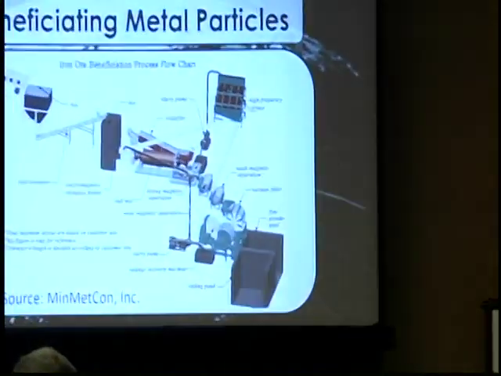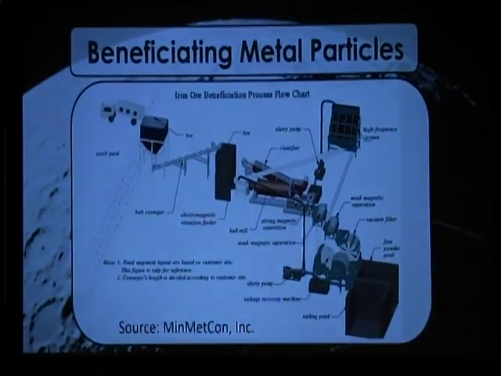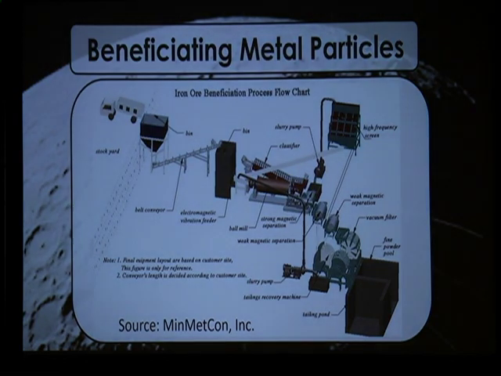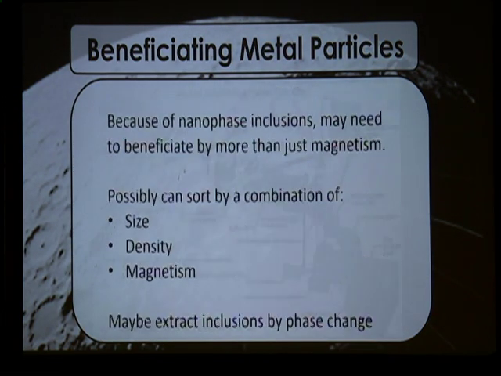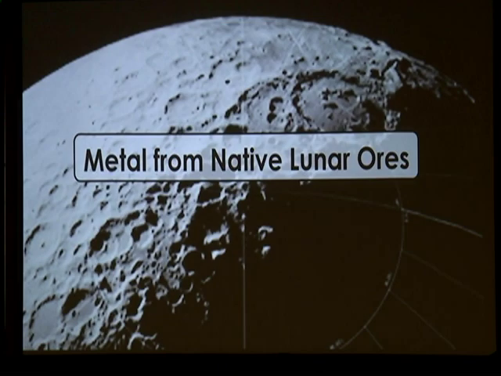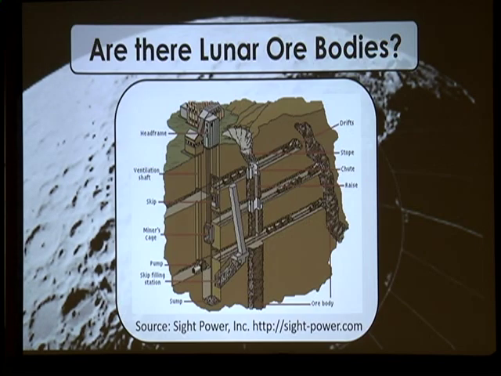I'm sorry. So there are methods to beneficiate using magnetism and density differences and particle size differences. And there have been some studies. Larry Taylor says it doesn't work, but other researchers have found ways to make it work. There needs to be more work beneficiating metal from the soil. The ores on the moon.